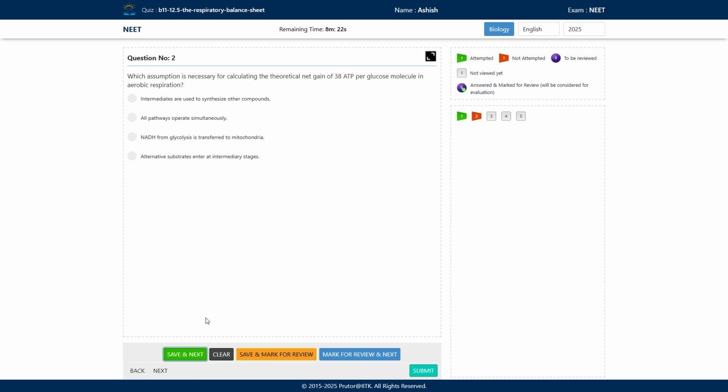Now let us look at the next question. Which assumption is necessary for calculating the theoretical net gain of 38 ATP per glucose molecule in aerobic respiration? Let us look at the options. Option 1, intermediates are used to synthesize other compounds. Option 2, all pathways operate simultaneously. Third option, NADH from glycolysis is transferred to mitochondria. Or the fourth option, alternative substrates enter at intermediary stages. So let's look at the answer.